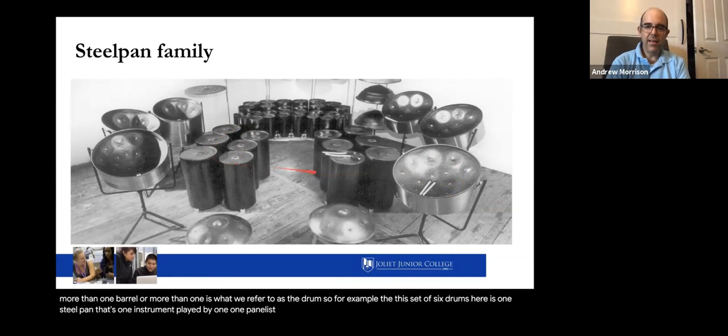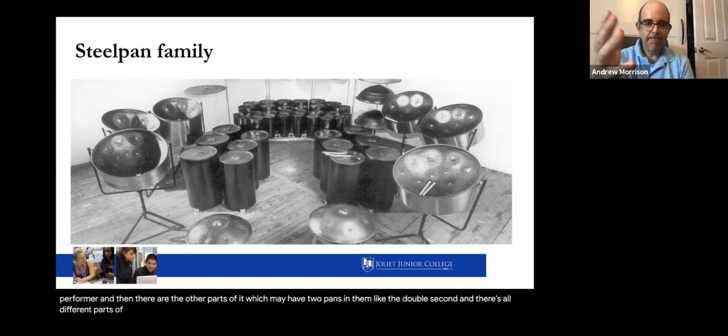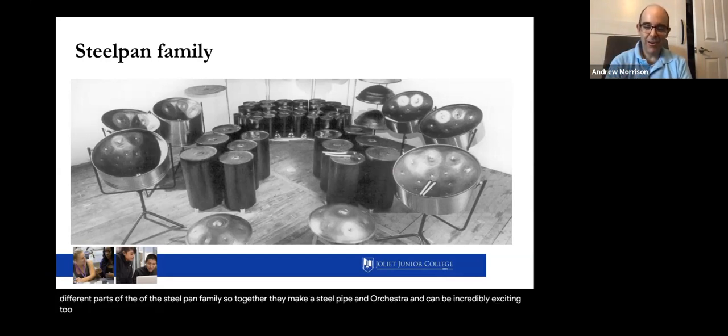But the lead pan may be a single pan that is also played by a single performer. And then there are the other parts, which may have 2 pans, and then like the double second, and there are all different parts of the steel pan family. So together they make a steel pan orchestra, and it can be incredibly exciting to listen to when they're all playing together.